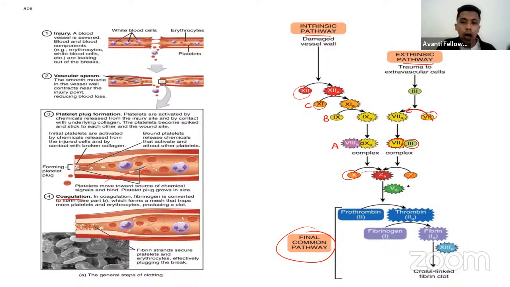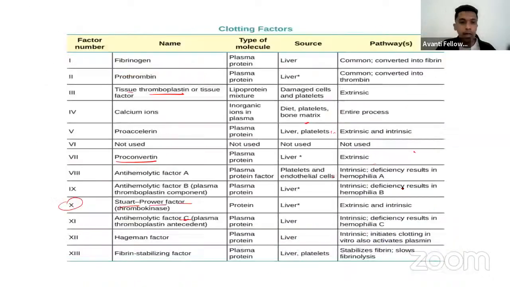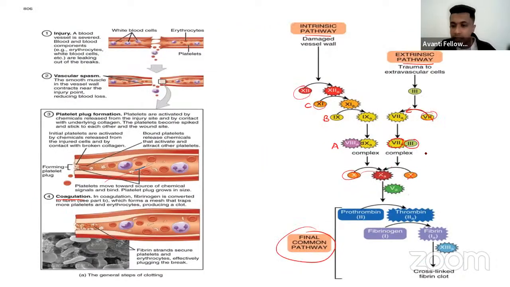Here, once you have an activated factor 10A in the presence of factor 5A. What is our factor 5? It is called proaccelerin. Proaccelerin will be converted to accelerin. So in the presence of accelerin, factor 10A will convert prothrombin into thrombin. What is thrombin? Thrombin is nothing but factor 2. Once you have prothrombin to thrombin, then your thrombin will help in conversion of fibrinogen to fibrin.